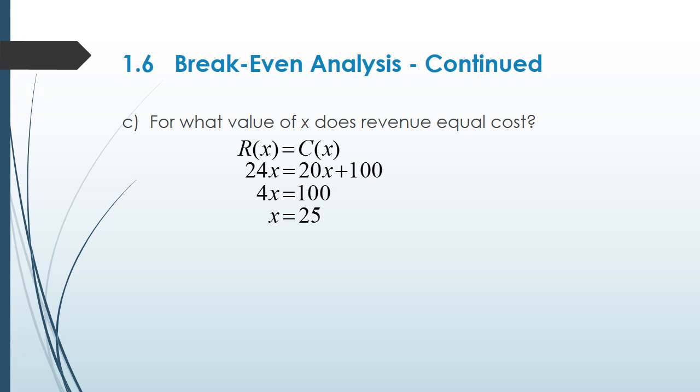Okay, so when does revenue and cost come out the same? Set the two equations equal to each other and solve for x. And we find that when we have produced and sold 25 DVDs, our revenue and our cost are the same. In other words, we are breaking even. At 25, you're not making any money, but on the other hand, you're not losing any money.